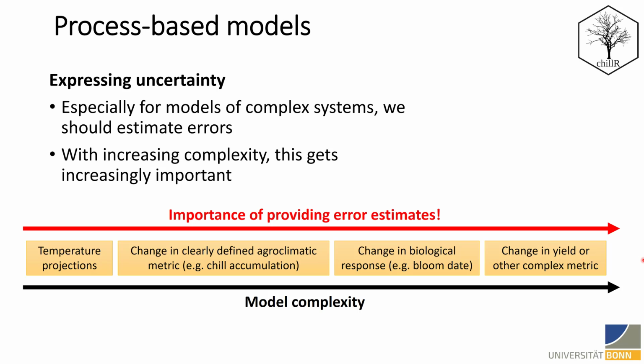For example, for yield projections in tree crops, for climate change scenarios, I would find that so uncertain that I probably wouldn't make such predictions at all, at least not before I really figure out how I can properly quantify my uncertainty about the predictions that I'd make.